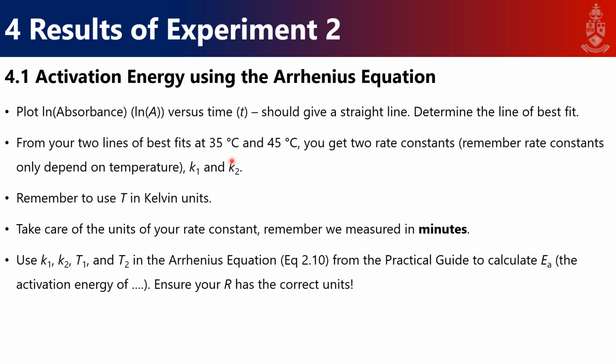And then, of course, from that, you get two different rate constants, because remember, rate constants are temperature dependent. So in other words, a rate constant will be correlated with a specific temperature. So K1 at the lower temperature and K2 at the high temperature.